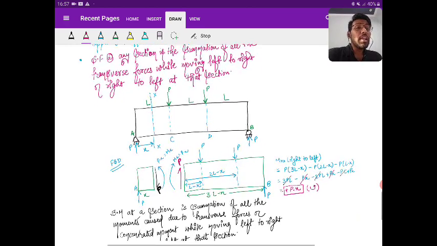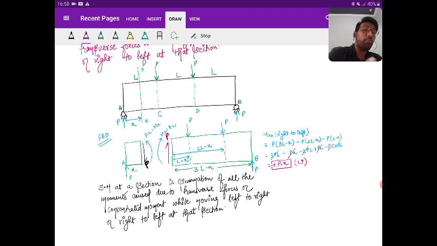Okay. Next, we have talked about bending moment at a section. What have I told about the bending moment at a section? Bending moment at a section is the summation of all the moments caused due to transverse force or concentrated moment while moving left to right or right to left at that section. So if you move left to right, you can see the moment that is created by the transverse load is P into H, which is resisted by the opposite moment of P into H. That is nothing but the bending moment that you can observe at the section. And since it is at the section, that is your internal resistance.